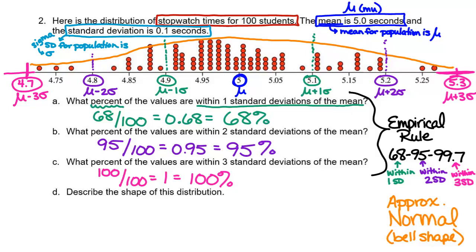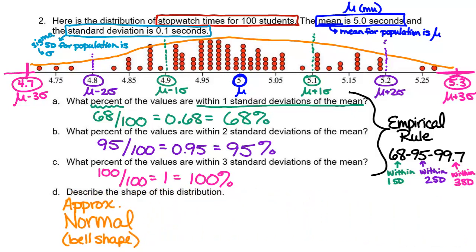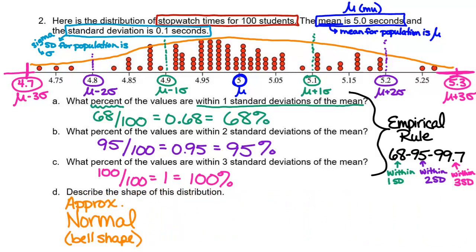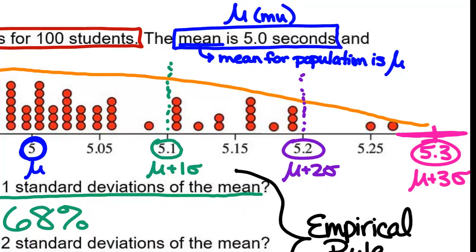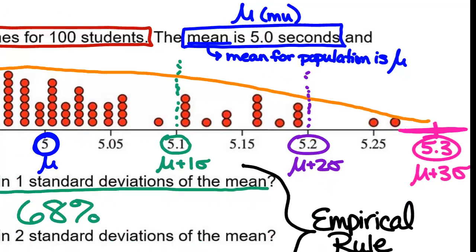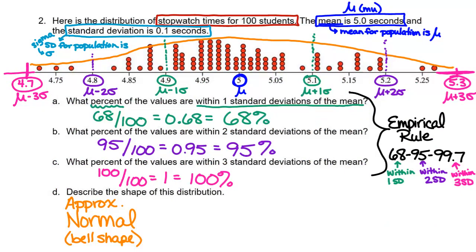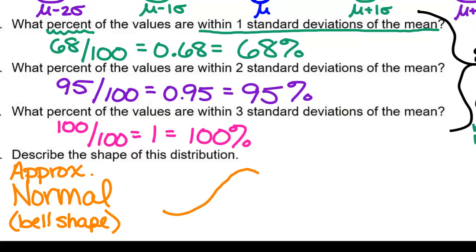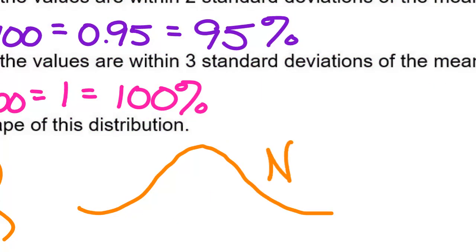Describing the shape of this distribution, we are approximately normal. When we have an approximately normal distribution like this, I'm going to draw a bell-shaped curve down here. Sorry, my art's not super great. When we see an approximately normal distribution, we label it with a big capital N to mean normal.